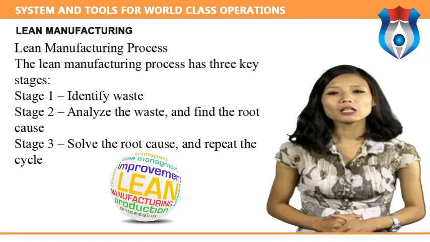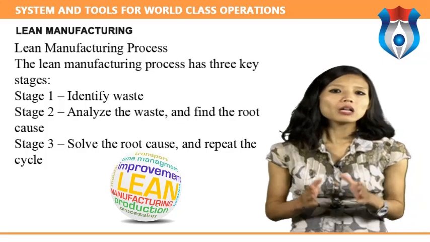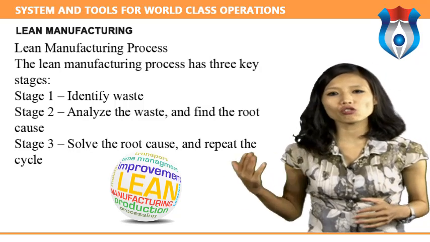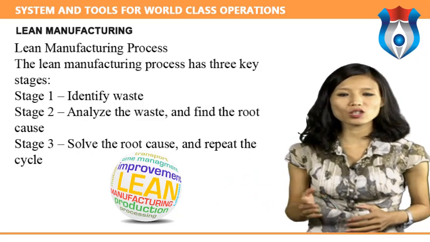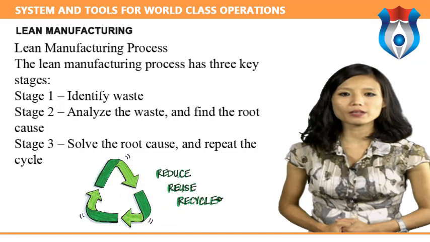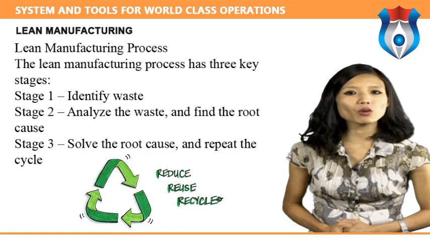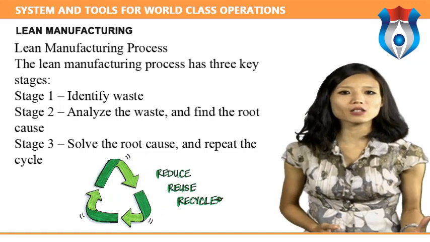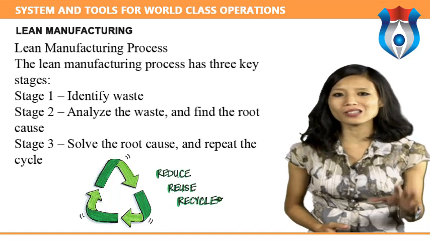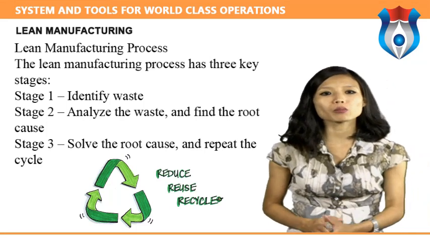Okay. Lean manufacturing process. The lean manufacturing process has three key stages. Stage 1, identify waste. According to the lean manufacturing philosophy, waste always exists, and no matter how good our process is right now, it can always be better.